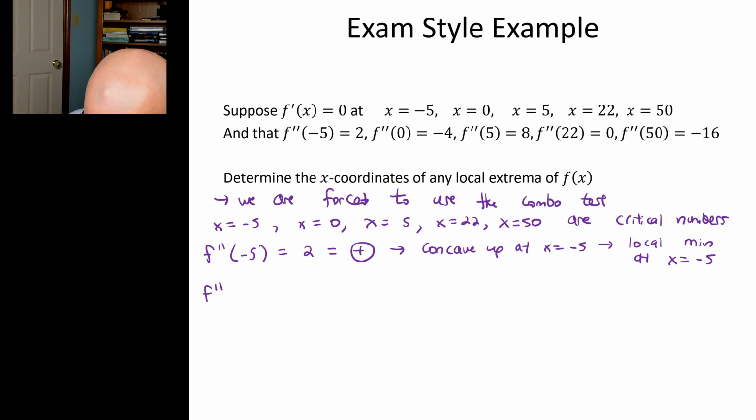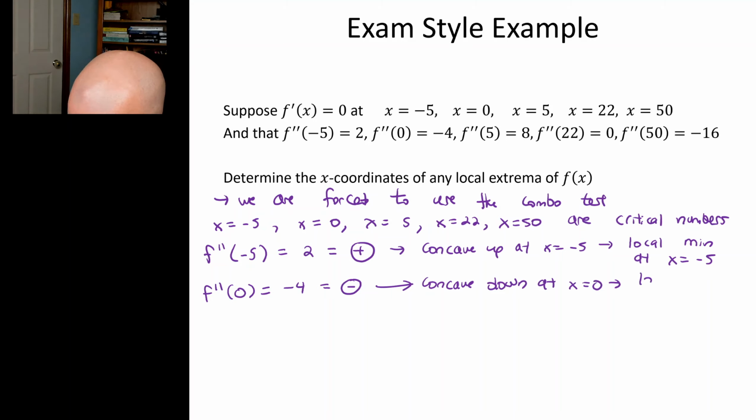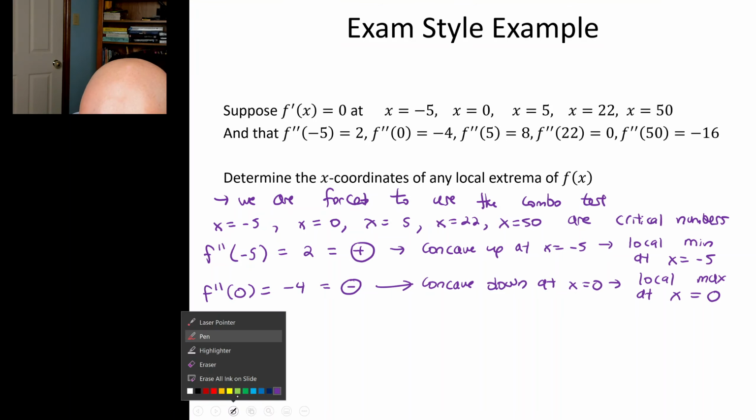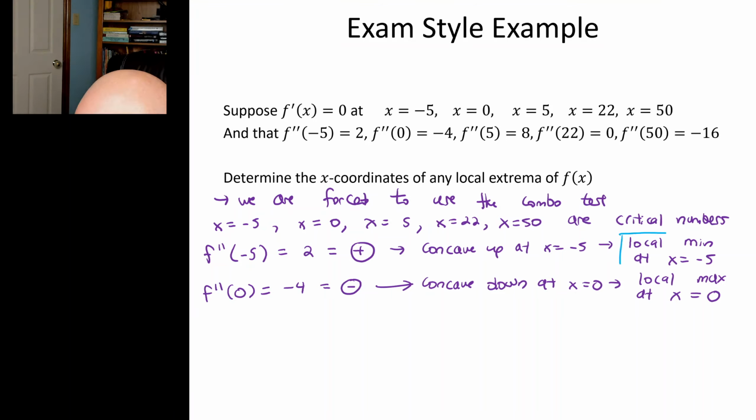Okay, now we'll do the next one. F double prime at 0 is equal to -4, which is negative. That means it's concave down at x is equal to 0. So that's a local max. So I'm just going to highlight the answers here. Local min at x is equal to -5. Local max at x is equal to 0.